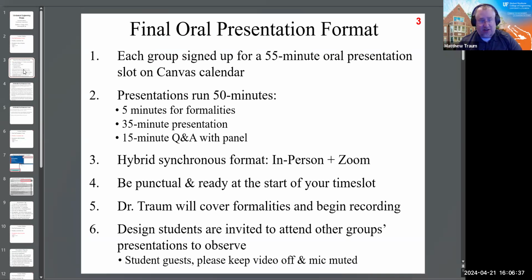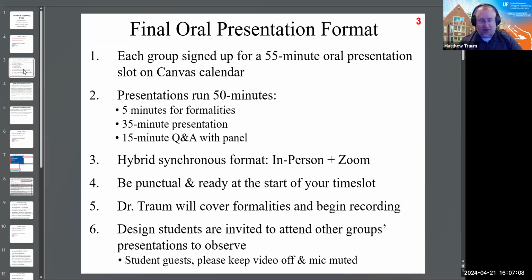It is suggested that you spend 35 minutes presenting and leave 15 minutes at the end for questions and answers with the panel. The format is going to be hybrid and synchronous, meaning you are going to be physically in a room presenting to a group of panelists who are physically in the room with you, but there's also going to be a set of equally important panelists watching you synchronously over Zoom. So you have to be aware that you need to cater to both audiences, both in person and online.